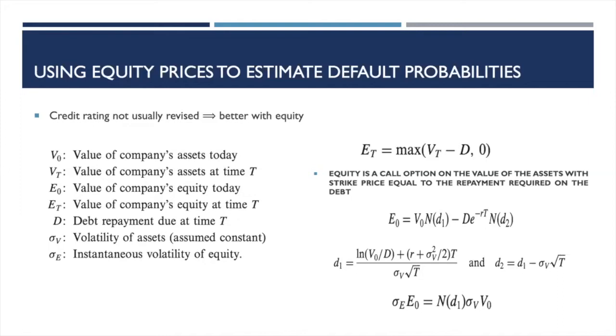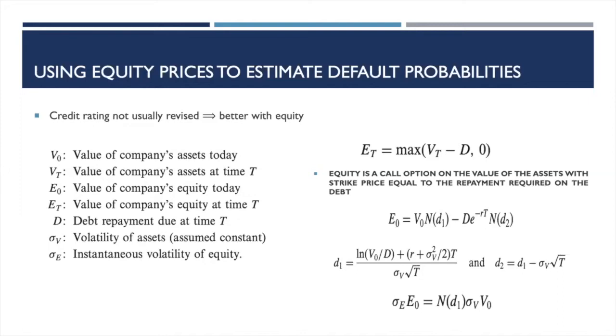If VT is less than D, then the company will default on the debt at time T. Otherwise, if VT is greater than D, the company can make the repayment at time T, and the value of the equity at time T is VT minus D. Therefore, this model gives the value of the firm's equity at time T as the maximum of VT minus D and 0. This expression shows that the equity is a call option on the value of the assets with a strike price equal to the repayment required on the debt.